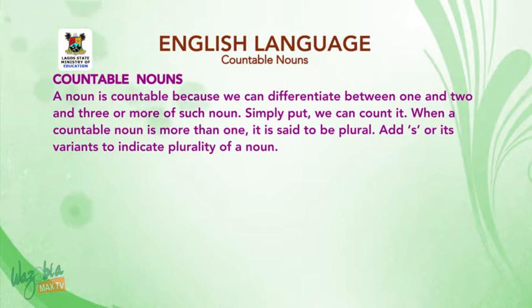Countable nouns. A noun is countable because we can differentiate between one and two and three or more of such noun. Simply put, we can count it. When a countable noun is more than one, it is said to be plural. Add S or its variants to indicate plurality of a noun.